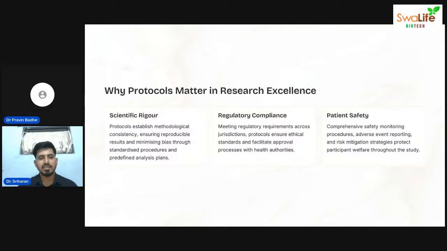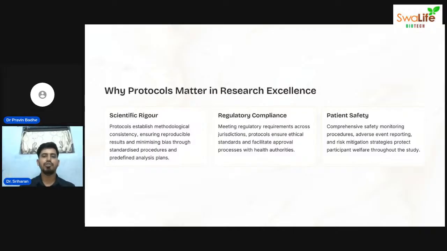Why this is very important: our protocol tells our consistency, how our methodology, study design and objectives are consistently followed throughout the study. So our protocol will reflect whatever study takes place. Scientific consistency, otherwise known as scientific rigor, and regulatory compliance are very important. If you submit anything to a regulatory authority, for example a research document to the institutional review board or institutional ethics committee, the first document is the protocol.